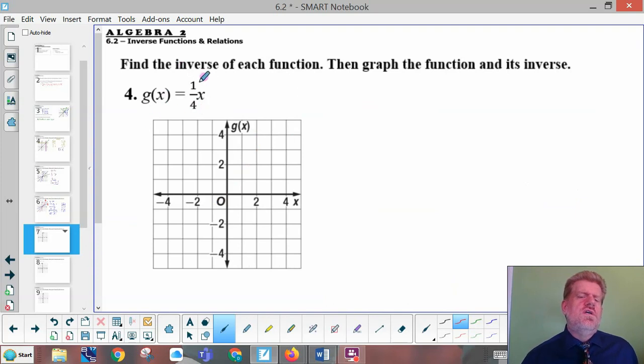What would make that have an inverse? What's the slope of this function? Well, the slope is 1/4. Its inverse would have a slope of 4.